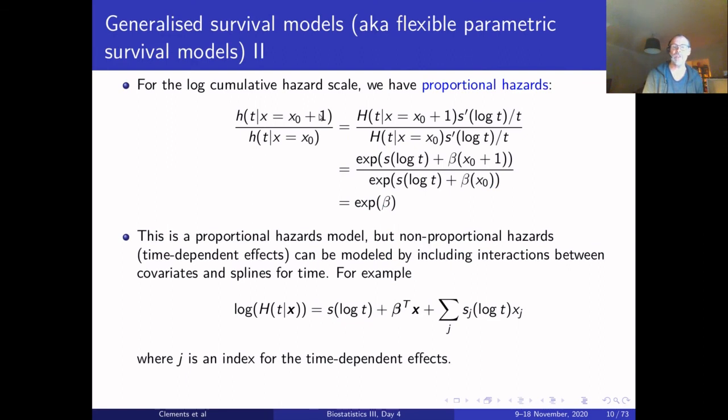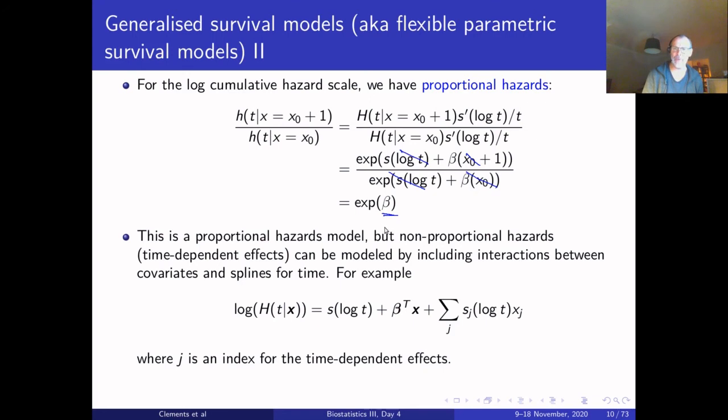What we can do is take a unit change in one of the exposures, divided by the hazard for the baseline. We plug in some math, we simplify things, that cancels out, and then we end up with the hazard ratio for a unit change being equal to the exponential of beta. So we have a proportional hazards model.